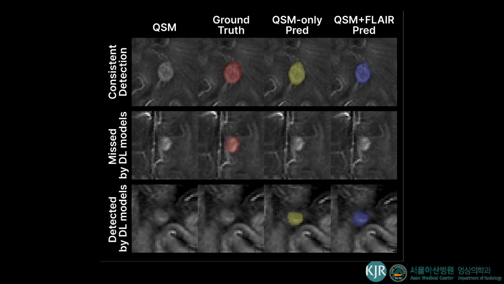Similar to the previous slide, this slide shows segmentation masks that were consistent across different models, and segmentation masks that were missed by the deep learning models and that were correctly detected by the deep learning models.